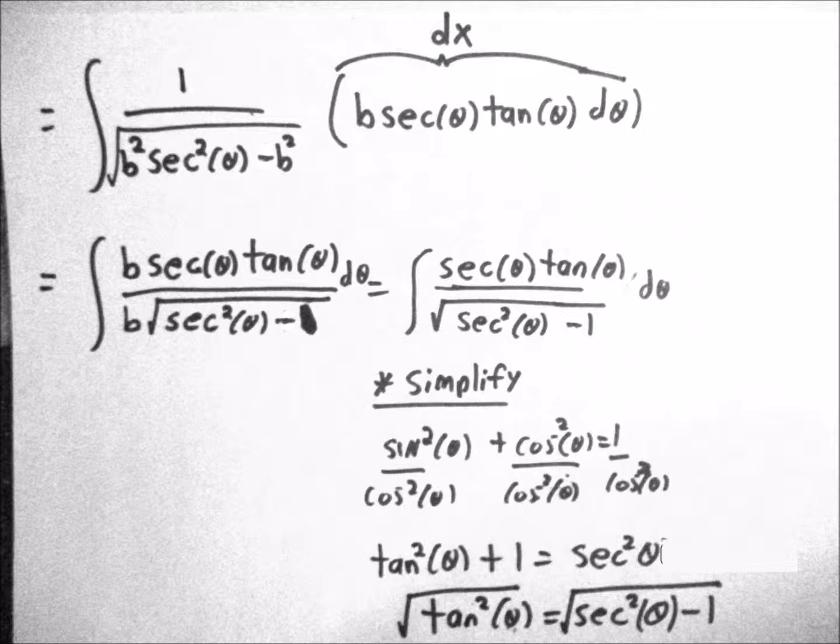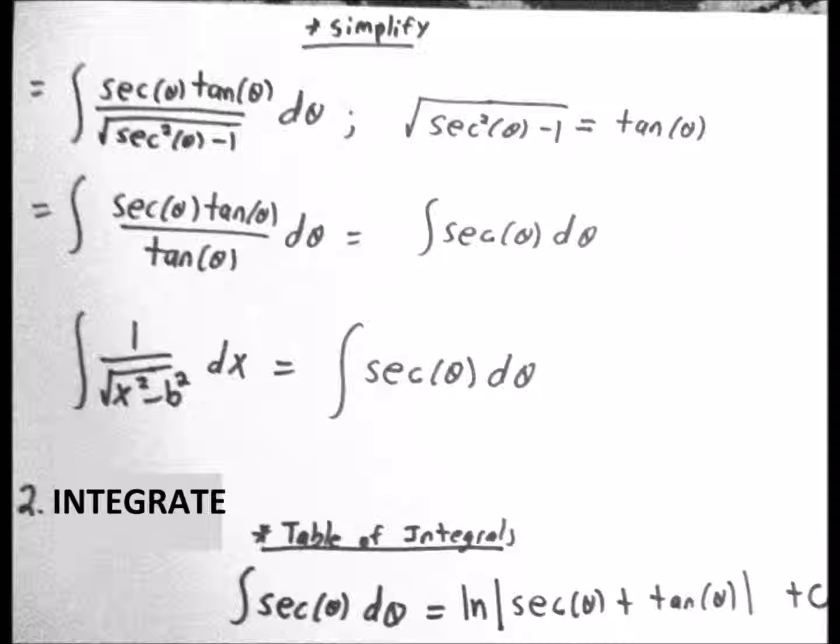So after substituting in for x and dx and simplifying the denominator, we get the expression secant theta d theta. So all we have to do is integrate that using a table of integrals. We get the natural log of secant theta plus tangent theta, plus a constant.